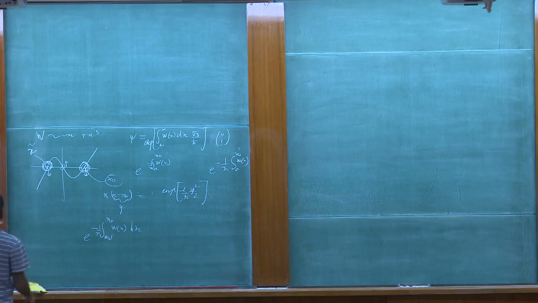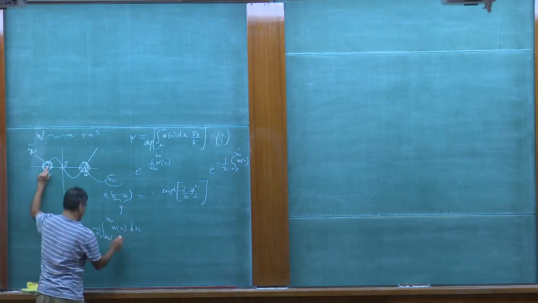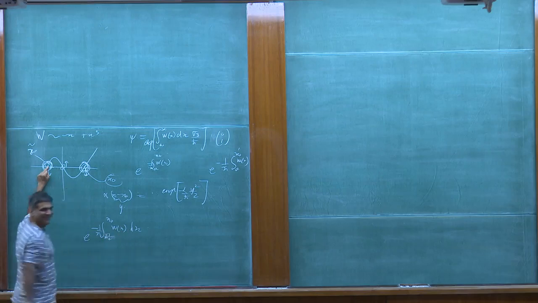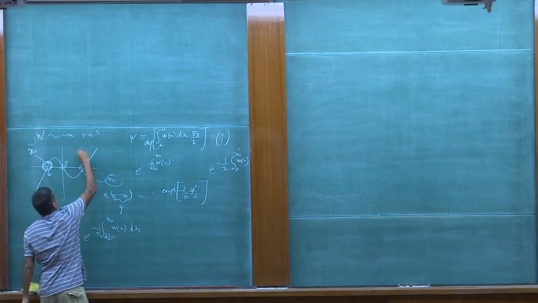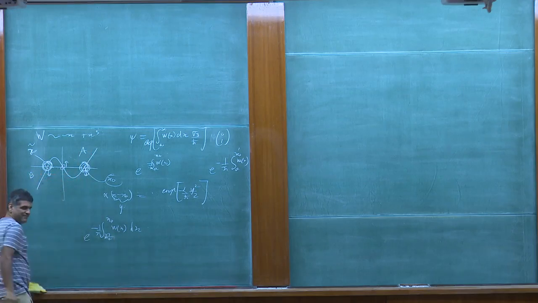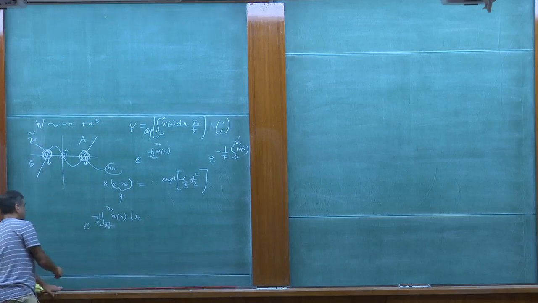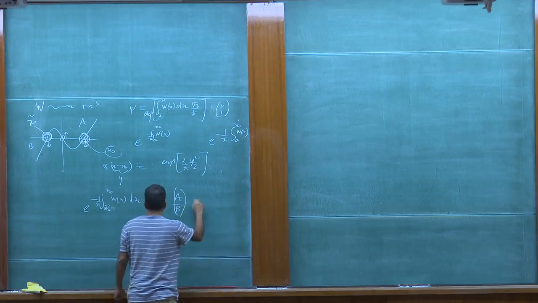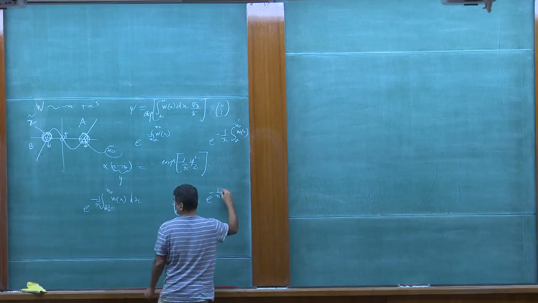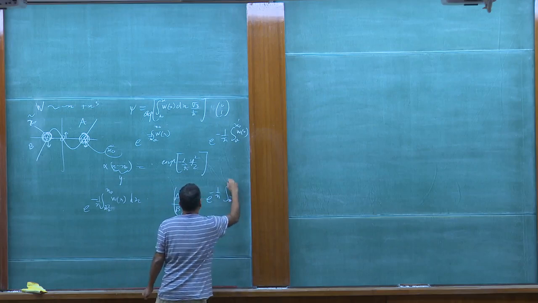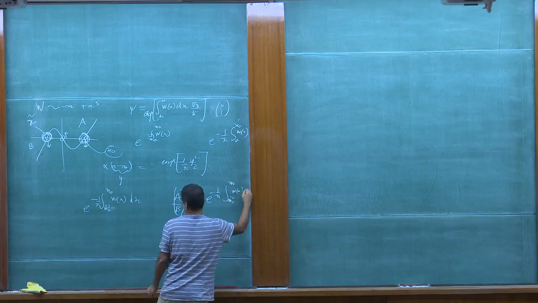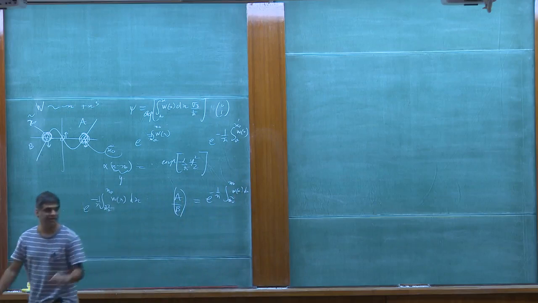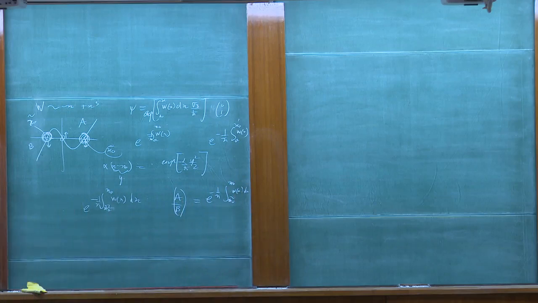x naught tilde was the location of this other guy. Right? So if we call this coefficient A and this coefficient B, we will get A by B is equal to e to the power minus 1 by h bar integral from x naught tilde to x naught of w of x dx. It's a definite integral, notice. All good?